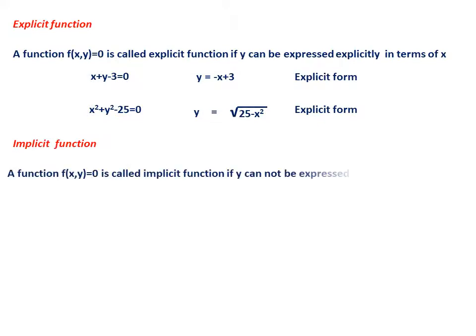Now what is implicit function? So the definition is this: a function f of x y equal to 0 is called implicit function if y cannot be expressed explicitly in terms of x. So the same example you can take: x square plus y square plus xy equal to 100. y cannot be expressed here in terms of x. So that's the meaning. So this is the difference between explicit and implicit function. Now let us try to understand how to differentiate a given implicit function and what is the technique.